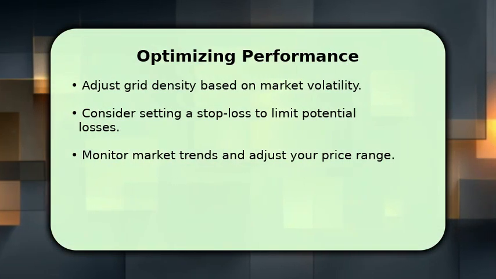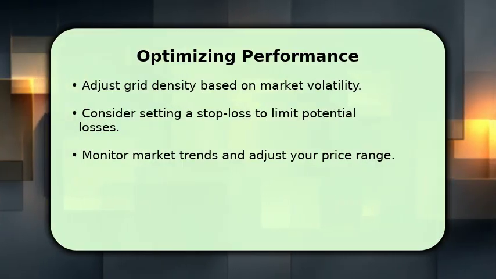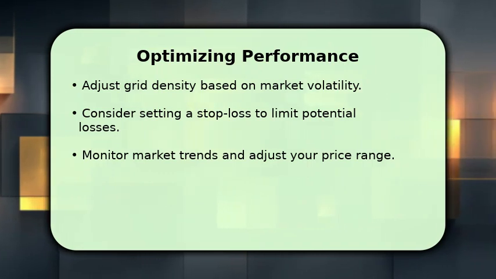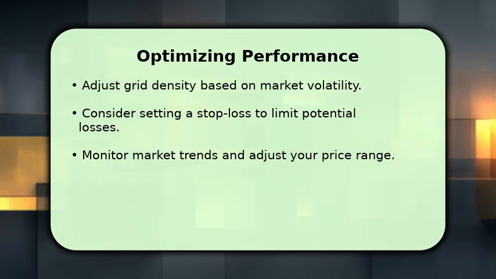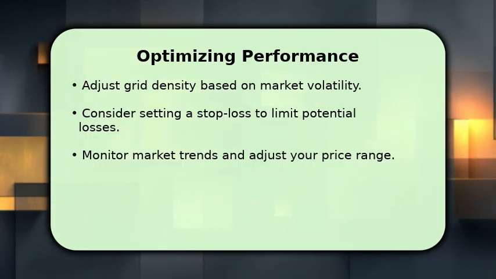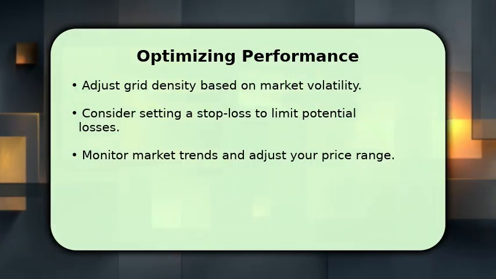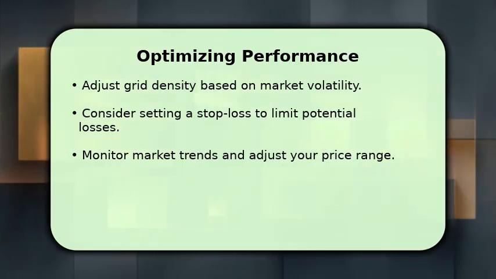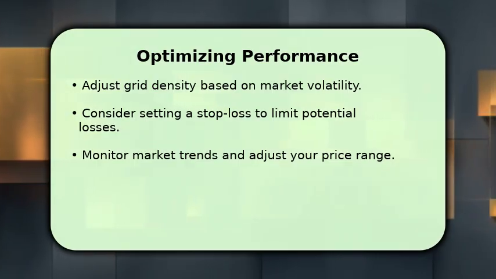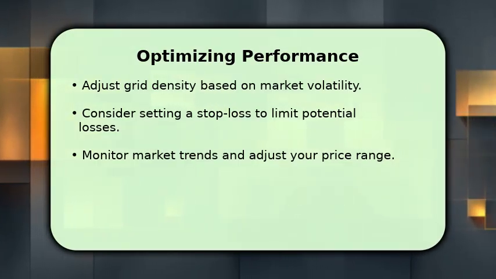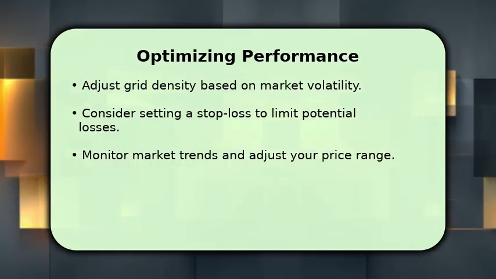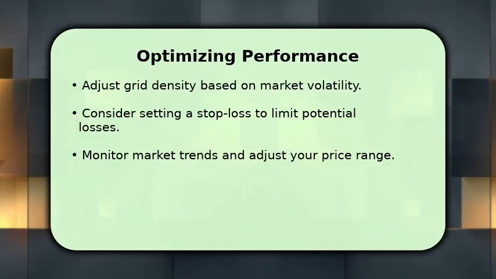To optimize your grid bot's performance, consider adjusting the grid density to match current market volatility. It's also wise to implement a stop-loss order to protect your capital from significant downturns. Regularly monitor market trends and be prepared to adjust your defined price range as conditions change. Always backtest your strategy using historical data to refine your settings before deploying real funds.